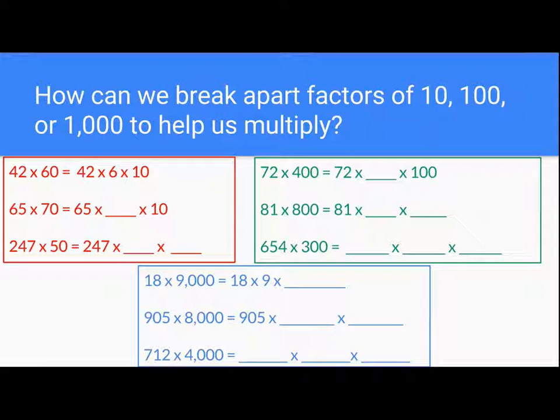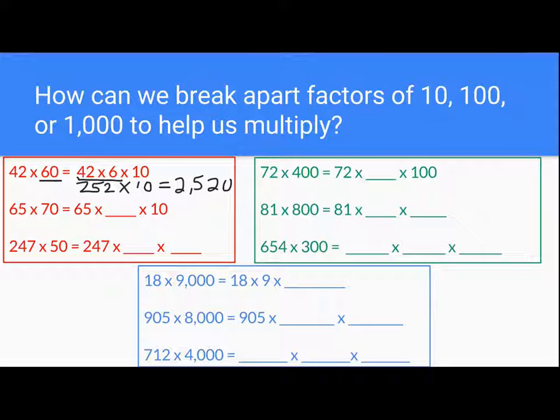How can we break apart factors of 10, 100, or 1,000 to help us multiply? Well, let's look. The first problem, we have 42 times 60. What we can see is they actually broke apart 60 into 6 times 10. Fascinating. That maybe made our life a little bit easier. So what I might do is first multiply 42 times 6, which would be 252, then multiply it times 10, and now it's super easy because we know that when we're multiplying times 10, we just add a 0.